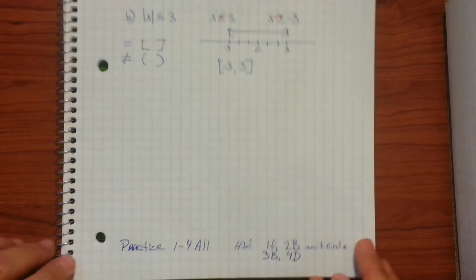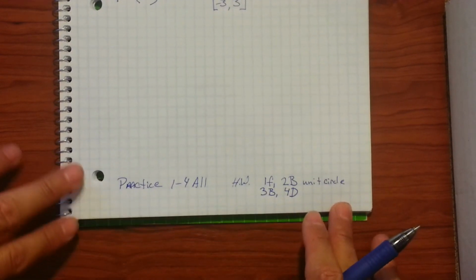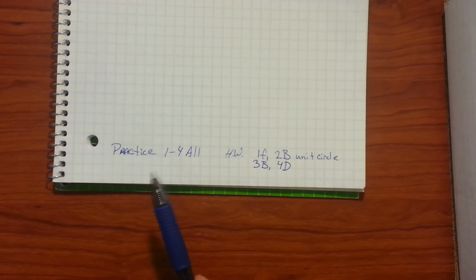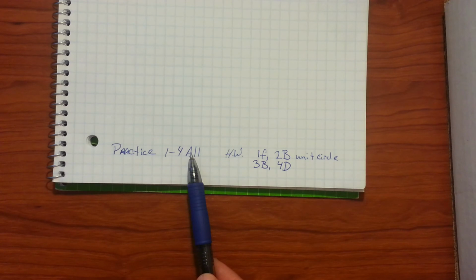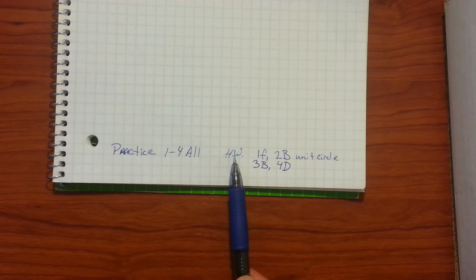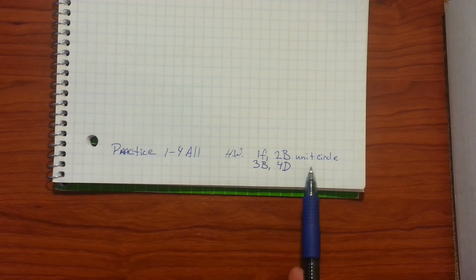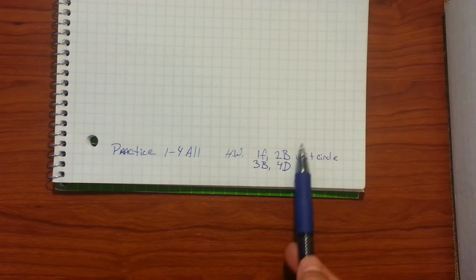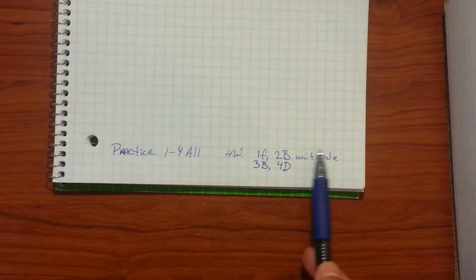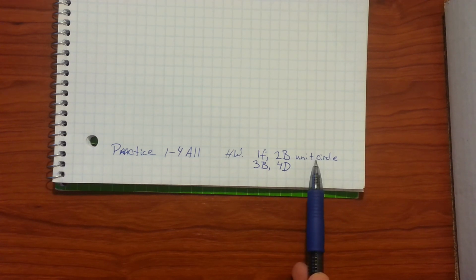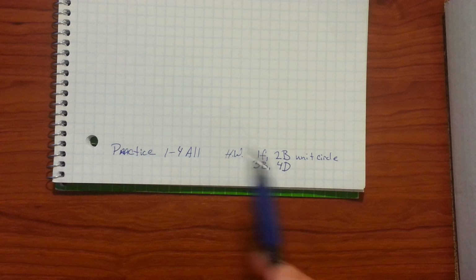Now, right here, I have listed practice problems for this section. The homework is going to be 1 through 4 all. For homework, you have the problems 1F, 2B. On this one right here, you're going to want to write a unit circle to help you with this one because it's using, I believe, either sine or cosine for this one. 3B and 4D.